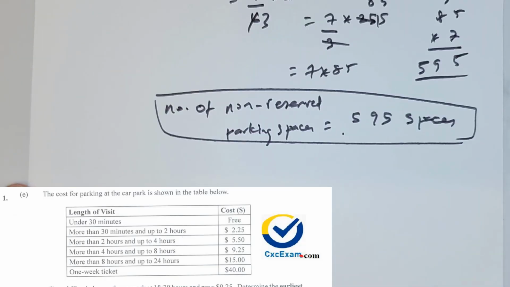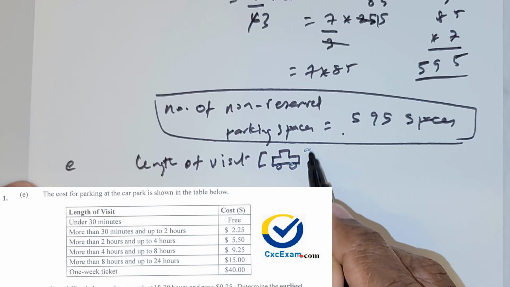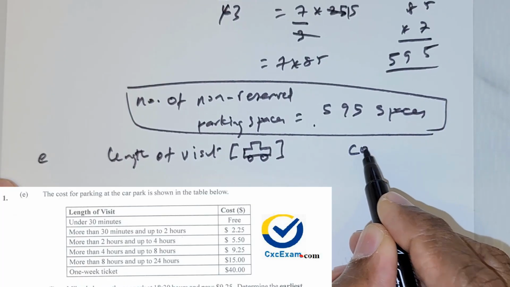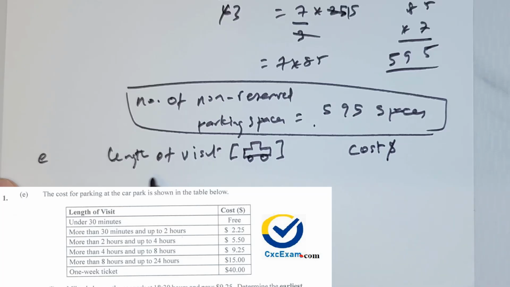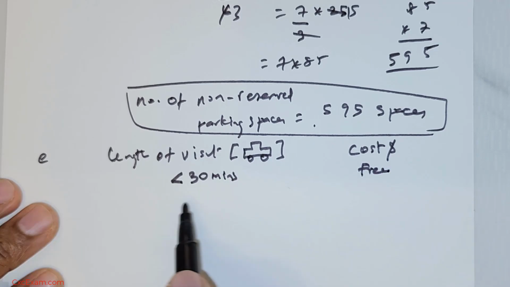Let's move on. Okay, this is question E. Now we are given a table. So the length of visit, so that means you have the car being parked in the space. That is the understanding. And the owner is charging the following amount, right? So this is cost in dollars. So under 30 minutes, I'm going to write it like this. Under 30 minutes, you can park it freely. So that is generous of the person.